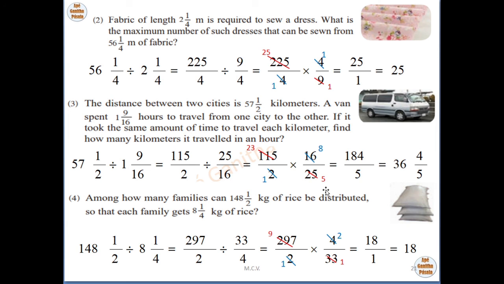16 over 25. 115 over 2. When you divide 25 by 5, 5. 115 divided by 5, 23. 2 and 16 are divisible by 2. 2 divided by 2, 1. 16 divided by 2, 8. Now multiply 23 with 8. 184. 1 into 5, 5.